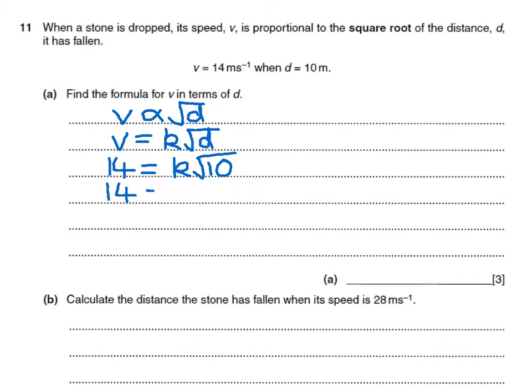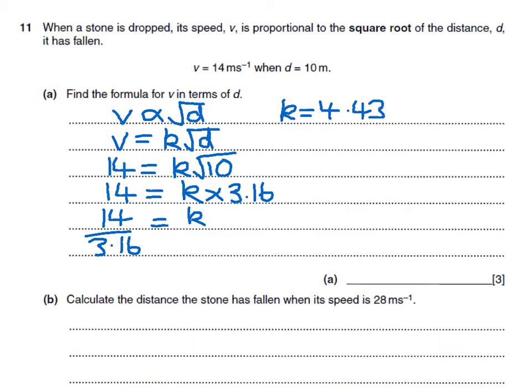So 14 equals k times, well, I know what the square root of 10 is because we did that a second ago. That was 3.16. So to find k, I'm going to divide both sides by 3.16. So 14 divided by 3.16 gives me the value of k, and that is 4.43. So now I've just got to insert that into this line here. So v equals 4.43 root d. That's my formula.